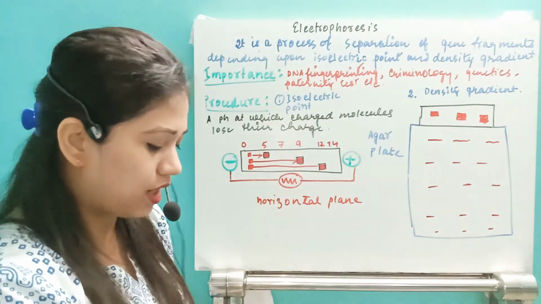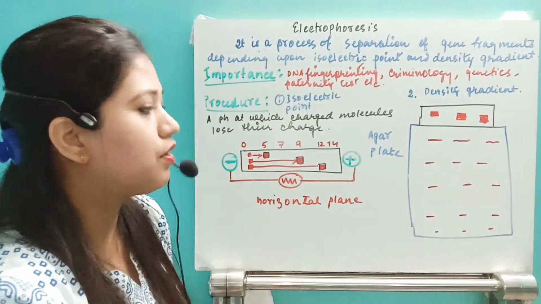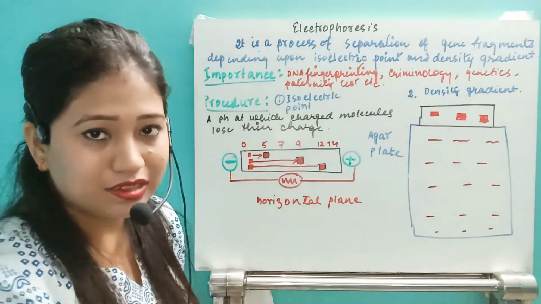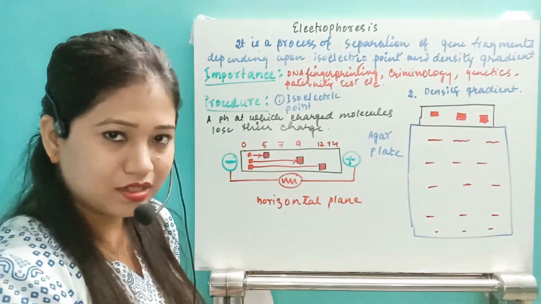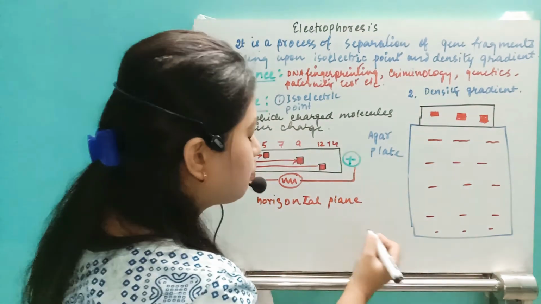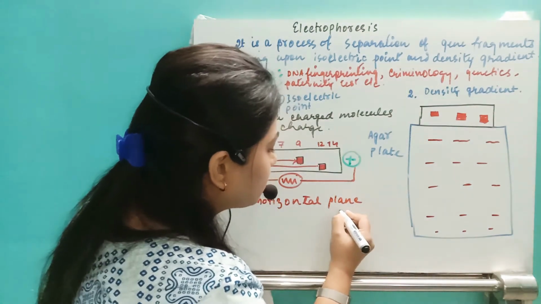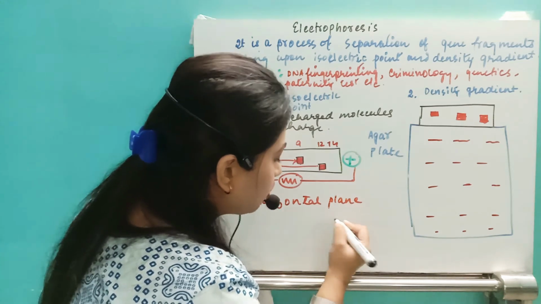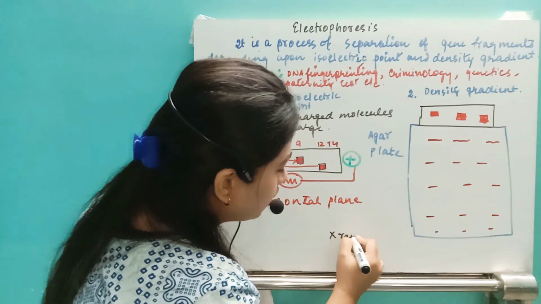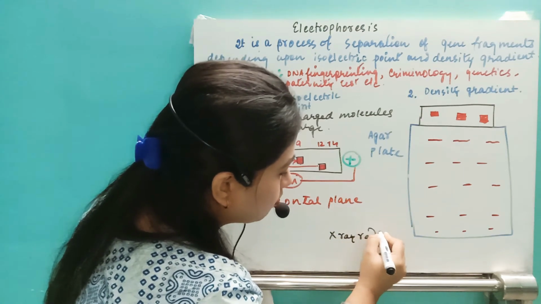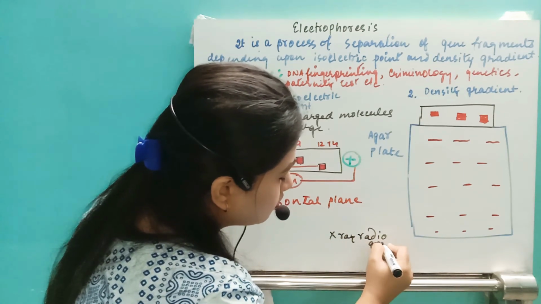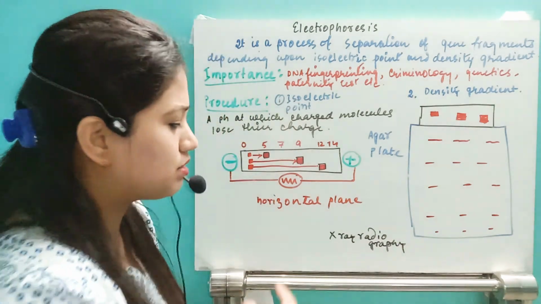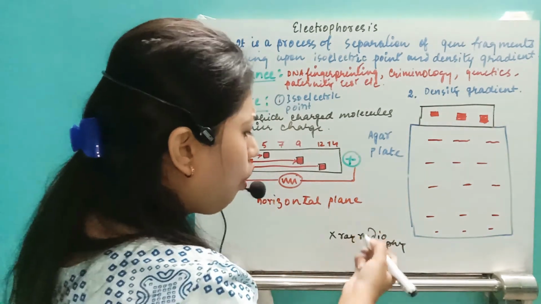Isn't that so? For that process, we have to see it, isn't that so? So how can we see it? By a process. That process is, actually, we can use radio-level X-ray, X-ray radiography, to find the gene fragment. Or we can just give one orange band.